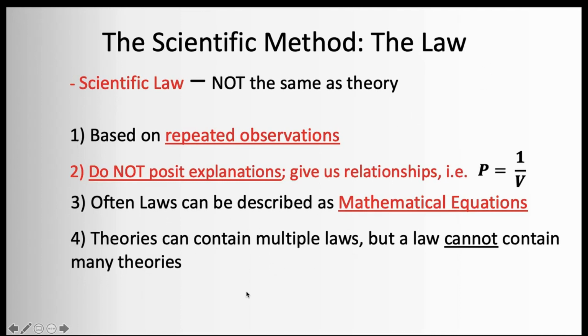Theories may contain multiple laws, but a law cannot contain many theories. So a theory can contain several mathematical equations, but if I'm talking about one specific law, that doesn't contain many theories. It's included in a theory, but it doesn't contain any theories. It's just a mathematical law, a mathematical equation that has been observed repeatedly from many, many different experiments. But once again, the law doesn't give us an explanation. That is for the theory to try to do. The law just gives us a mathematical equation.